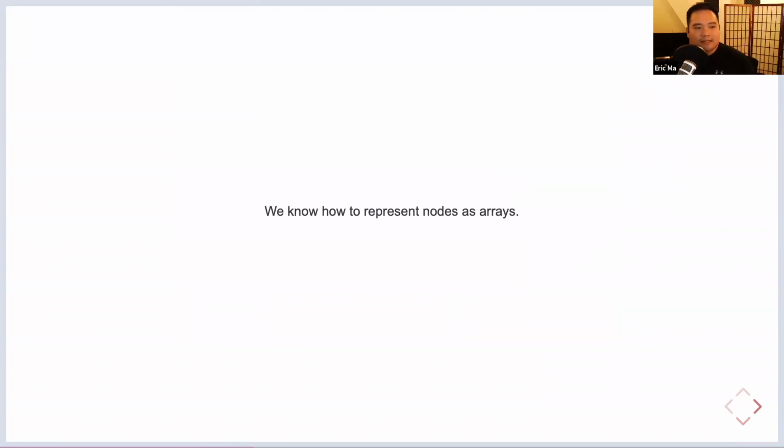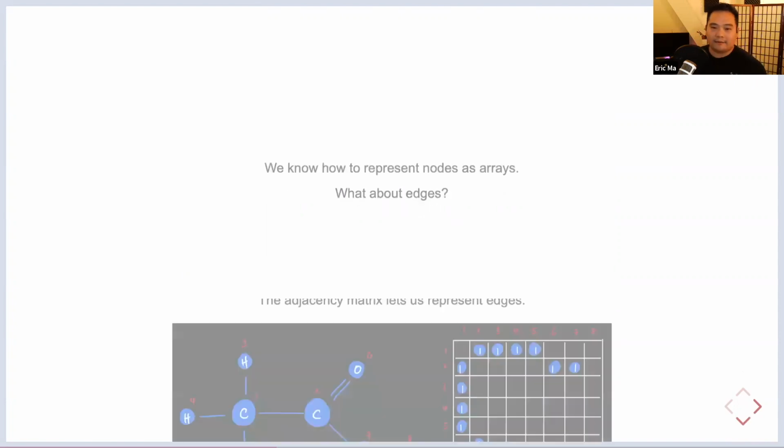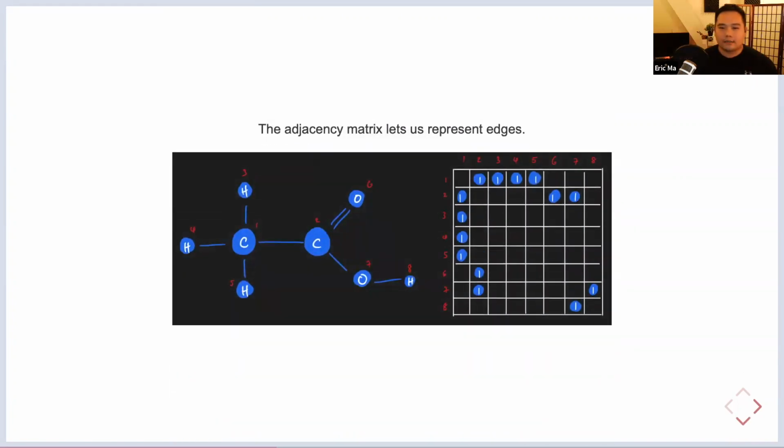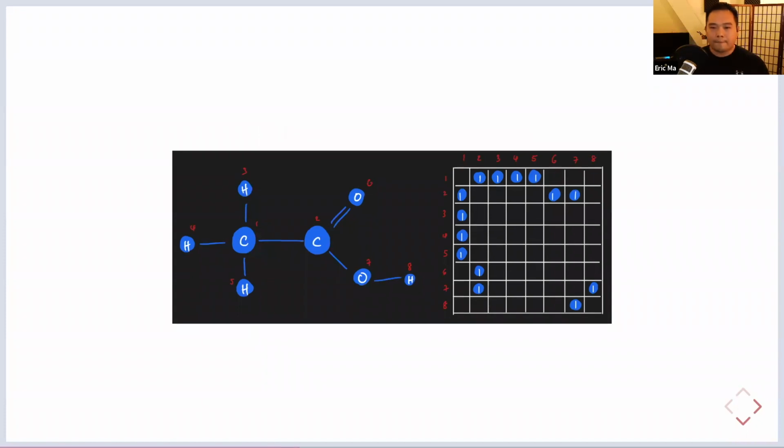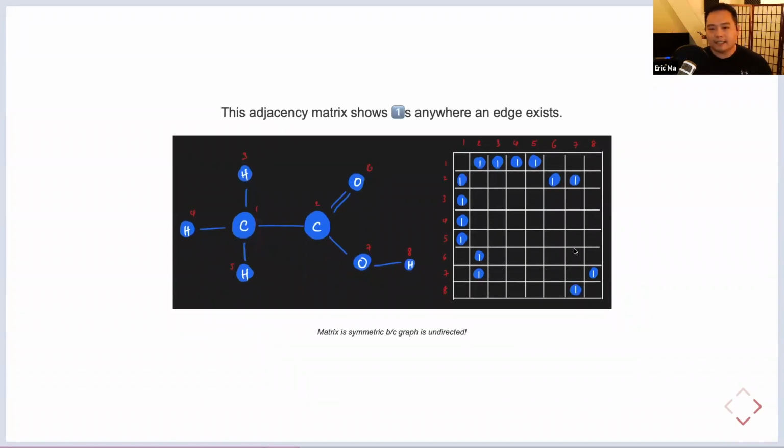And as Jim Sheldon has noted inside the chat, you actually have another very useful tool for representing the edges as an array. So let's take a look at what we call the adjacency matrix. The adjacency matrix essentially lets us represent edges in a graph. And in this particular adjacency matrix that we're showing over here, it shows ones anywhere that an edge exists between a pair of nodes, and it shows an empty entry everywhere else.